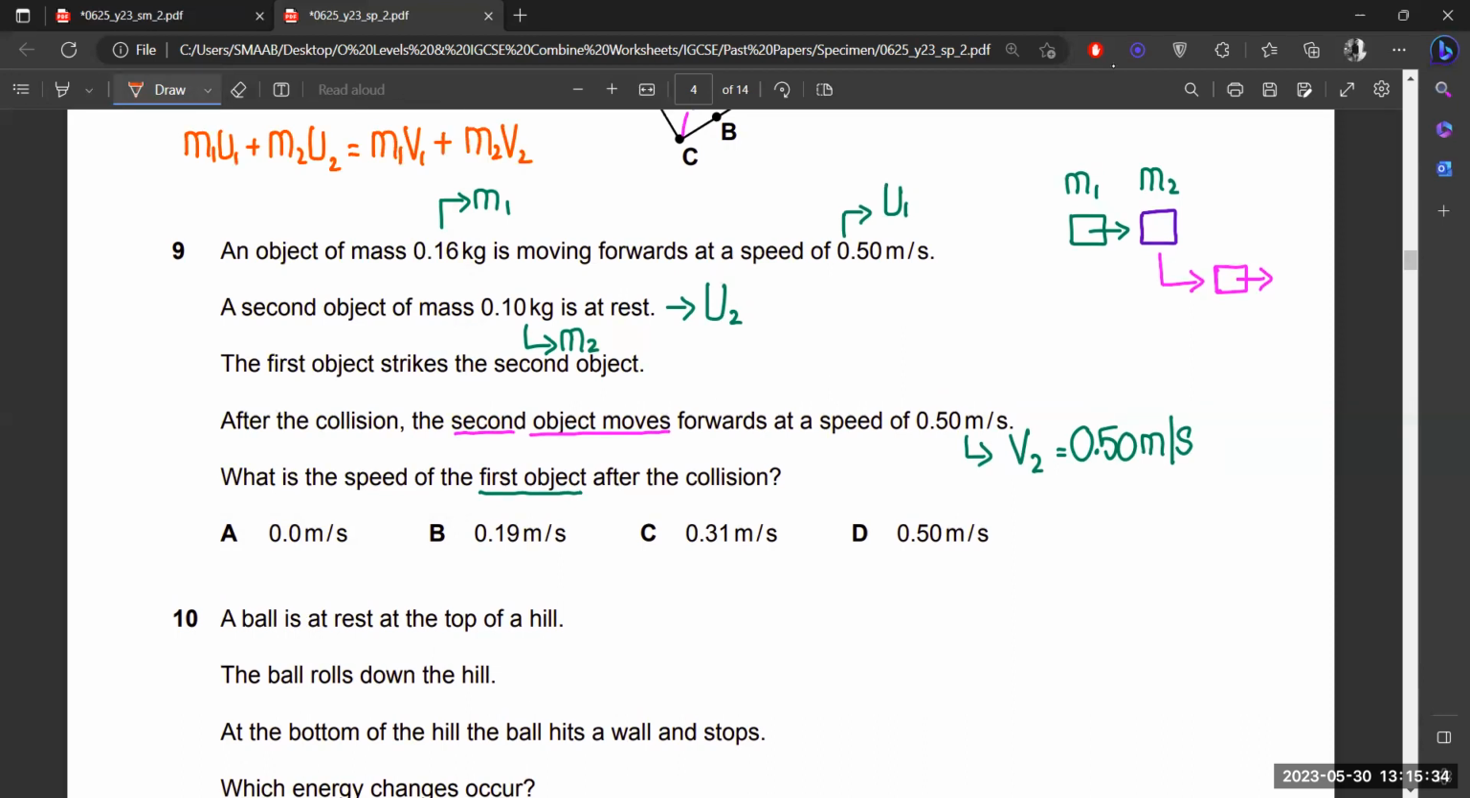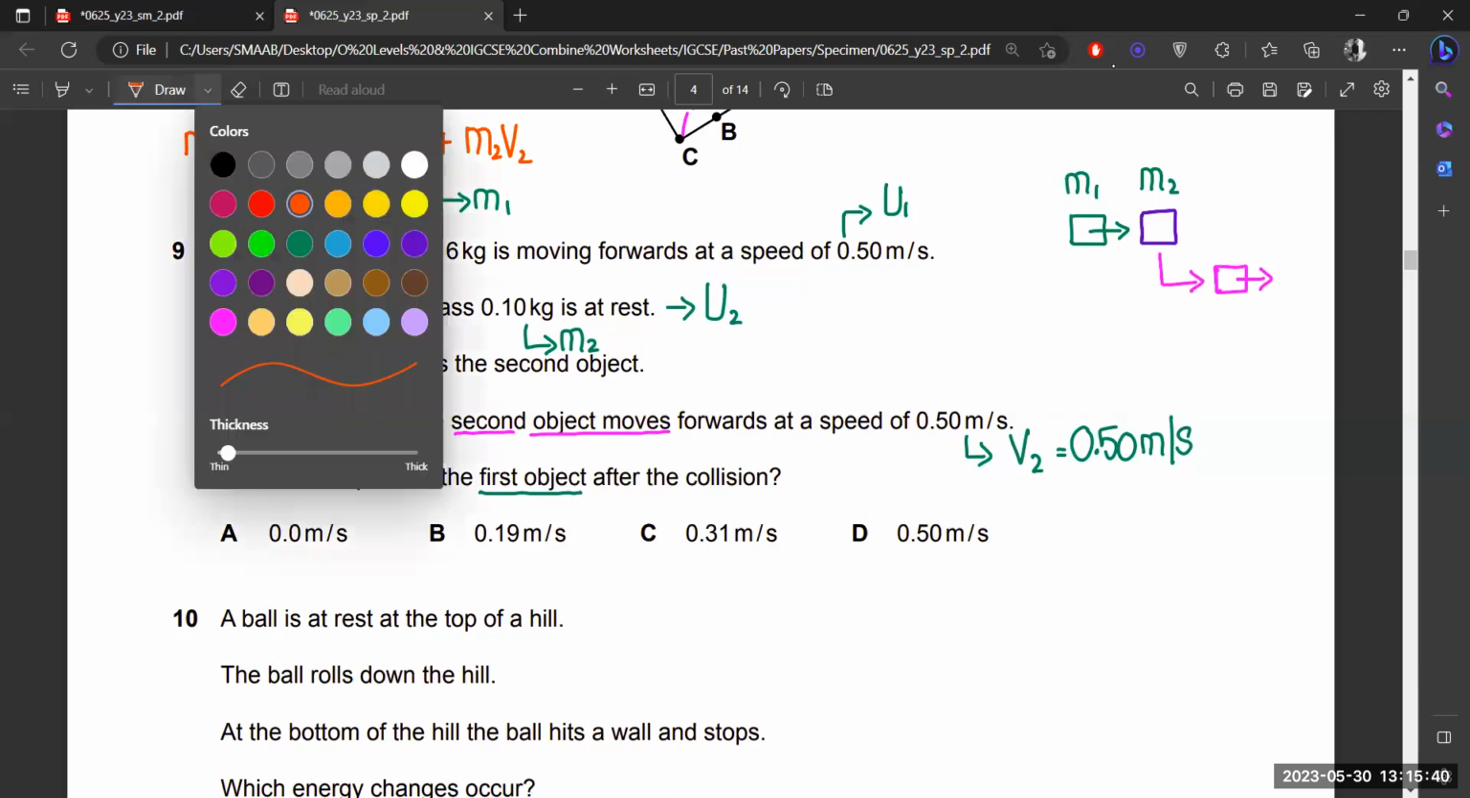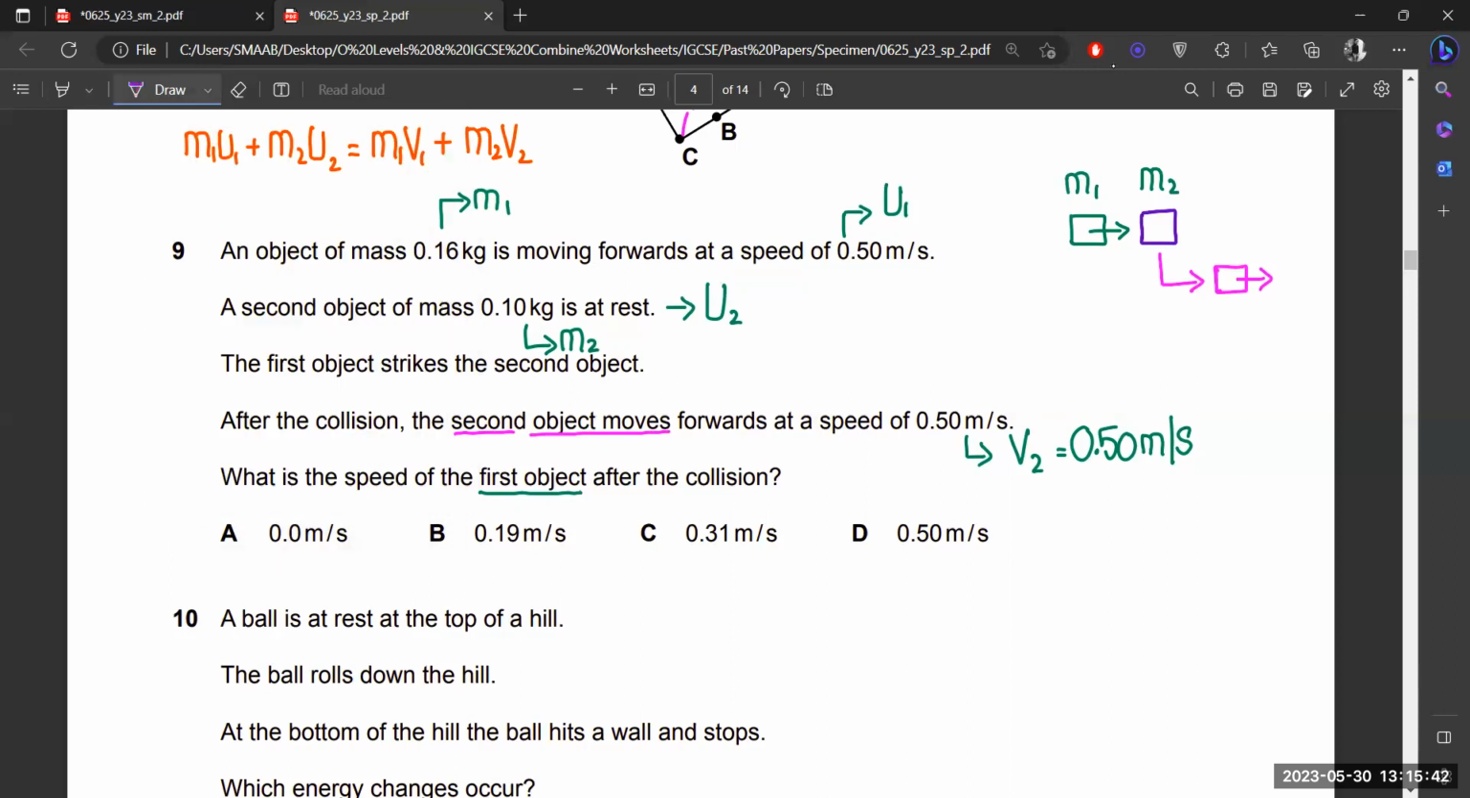So this is the formula for the law of conservation of momentum. Now we just need to substitute the values. So the values will be like this: the mass m1 is 0.16, and the initial speed is 0.50, plus the second quantity will be 0 because it is initially at rest.